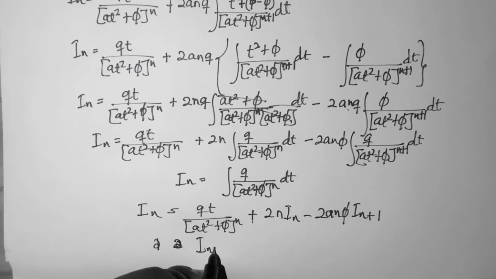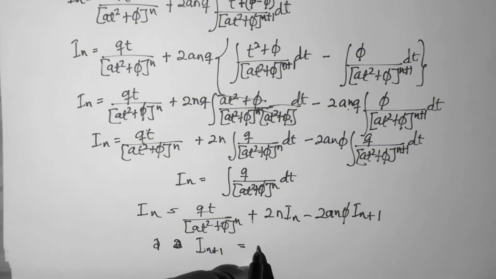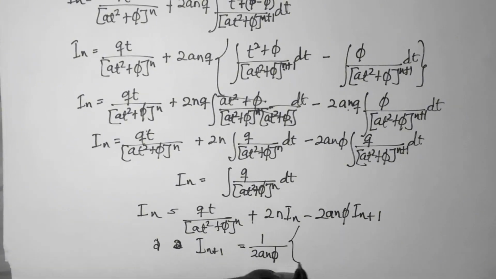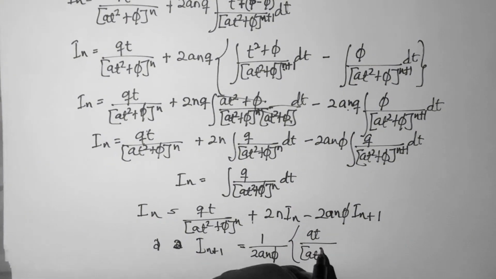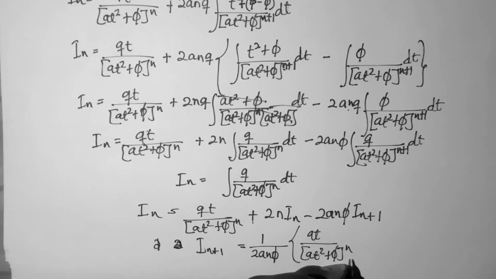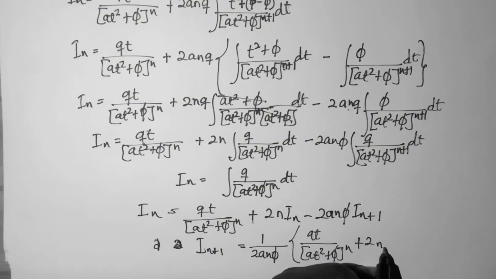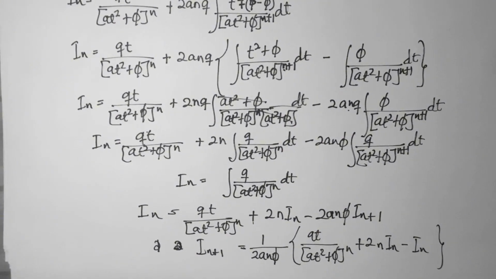I of n plus 1, the subject, is equal to, now we are dividing through by, I'll be 1 divided by 2an phi, then times qt divided by (at squared plus phi) exponent n, then plus 2n I of n minus I of n. So this is the final answer.